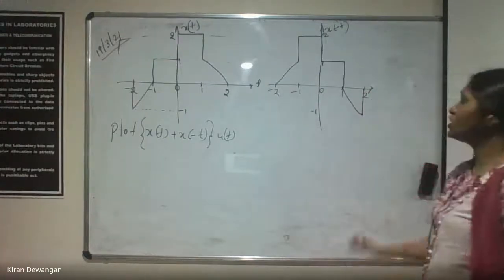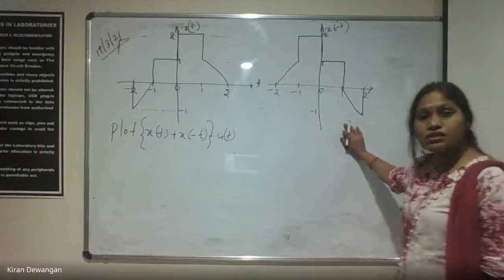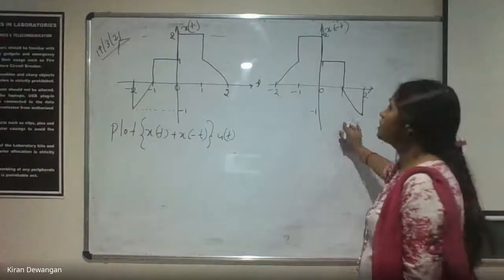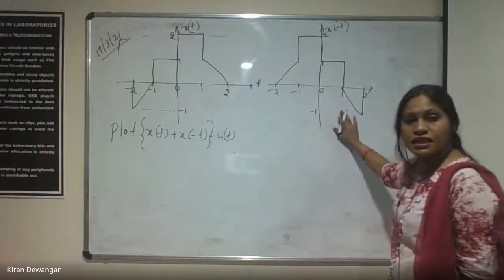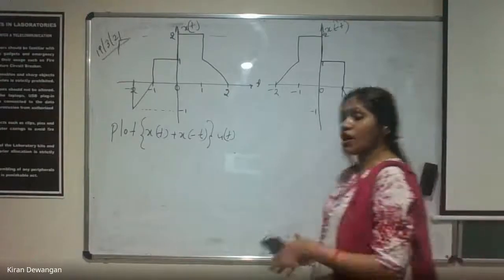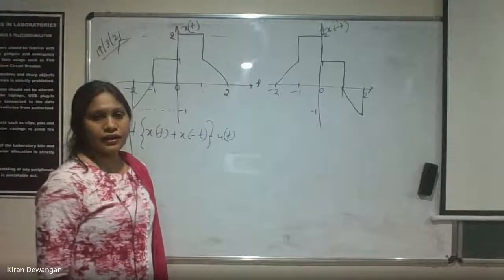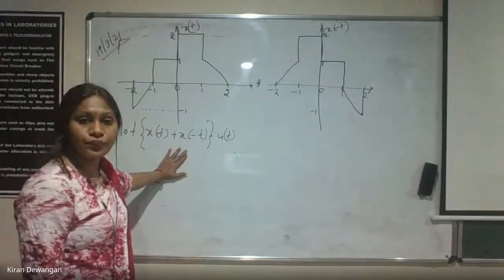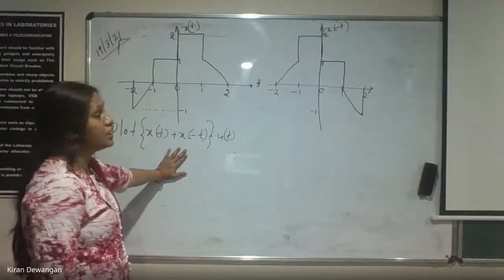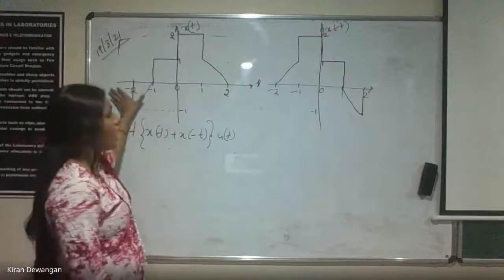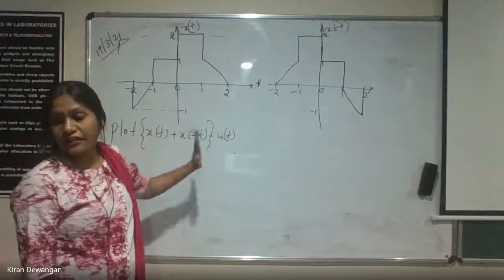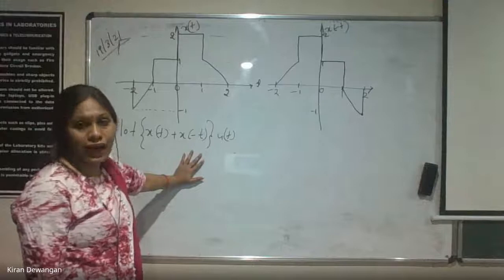Okay? So this is going to be my x of minus t. This is x(t) and this is x of minus t. Now I have to add these two. दोनों को मुझे add करना है. How can we add these two? Yes, it's very simple that we can add individual values. Individual values को हम add करते जाएंगे.